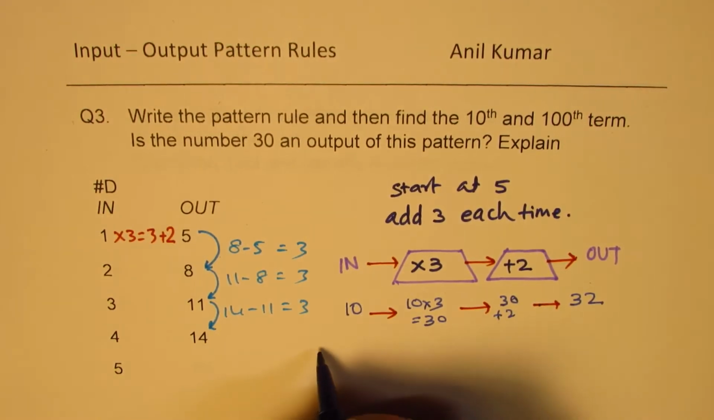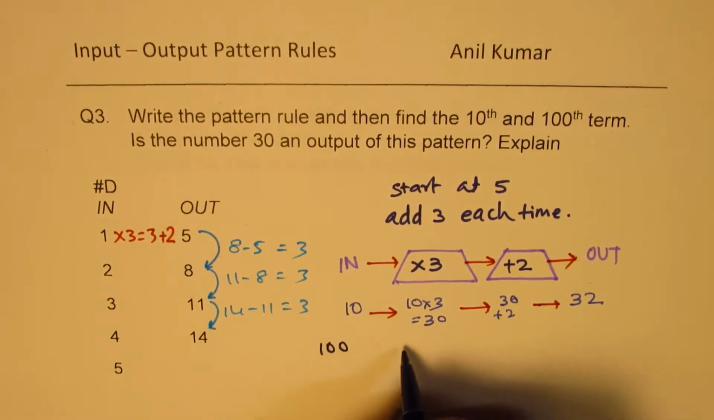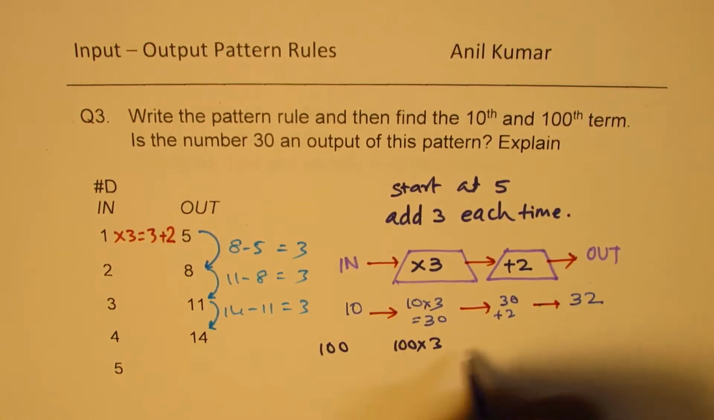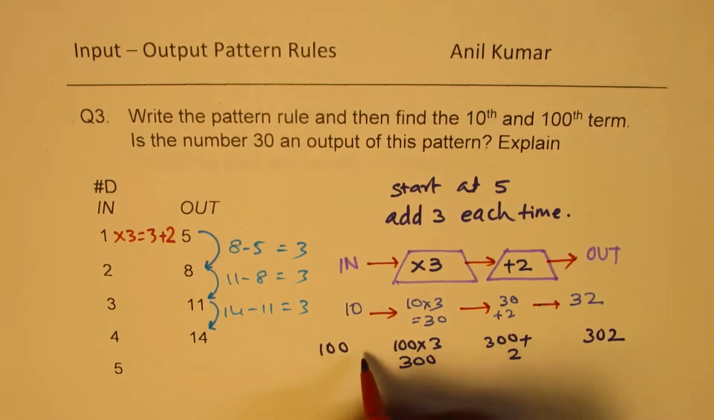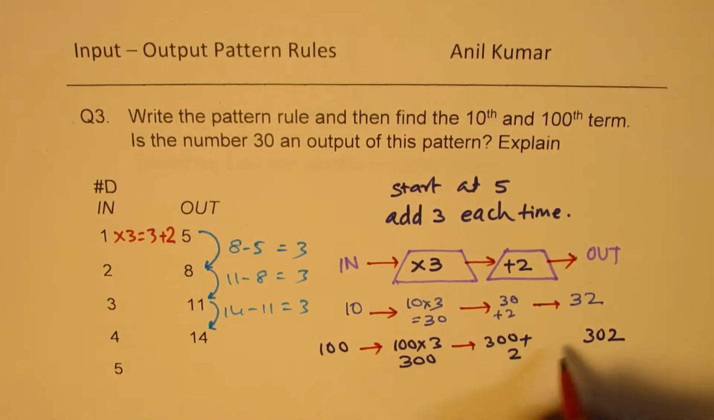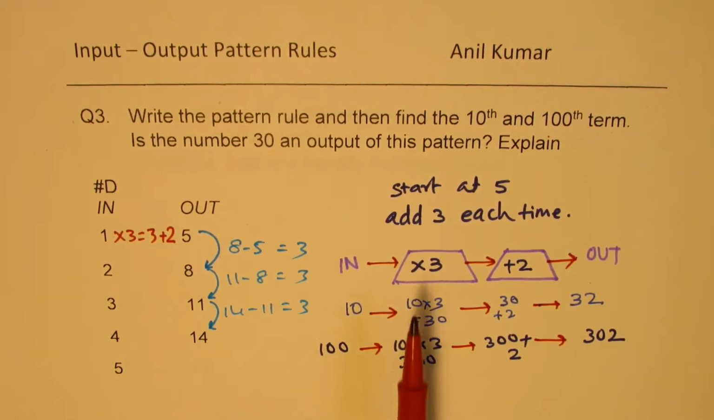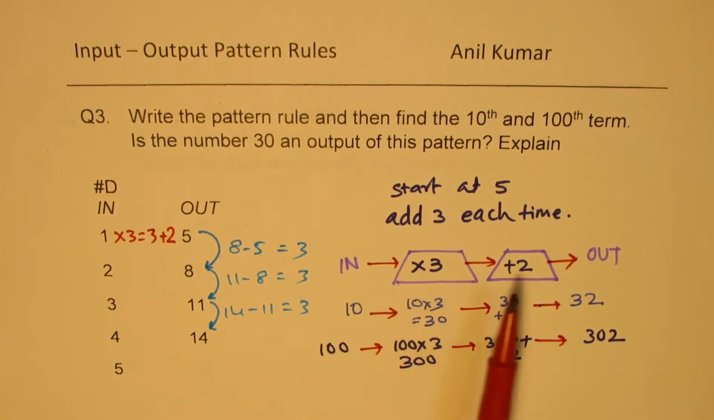Similarly, for the 100th number, what we will do? We'll get 100 times 3, which is 300. To 300, we are going to add 2. And so we get 302 as our output. Do you see that? So we can work like this also. This is another method of working, correct? So we have this input-output rule times 3 plus 2.